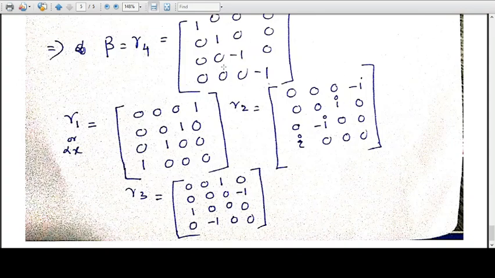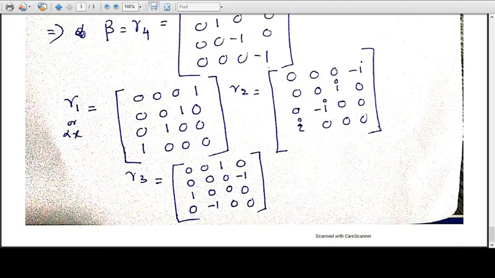And now this is it. How Dirac matrices will be used for solving a free particle solution will be discussed in the coming classes. Thank you.